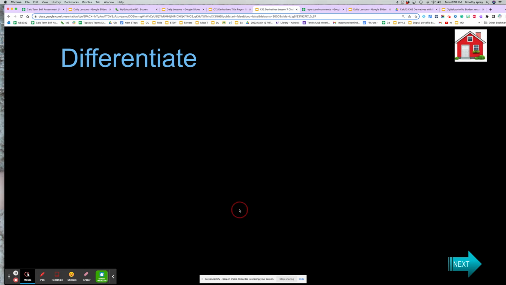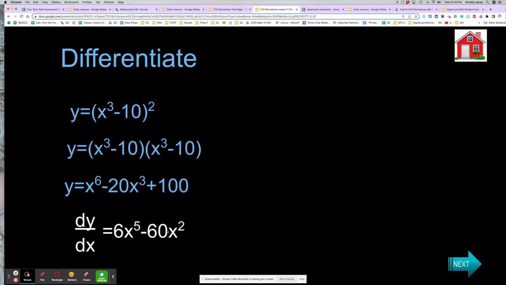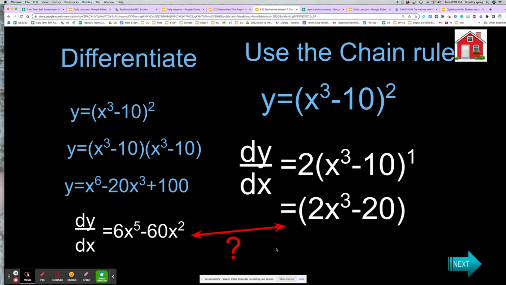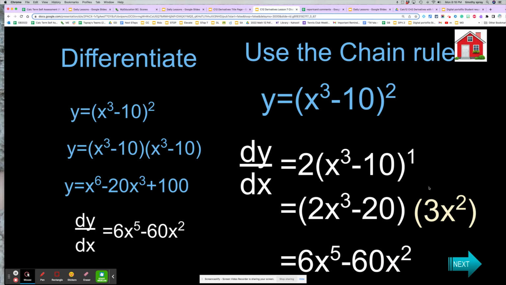And then we also looked at this guy here just as an observation. We noticed that the derivative of that was 6x to the 5 minus 60x squared. And when we tried the power rule and didn't multiply it by the derivative, notice that we came up short. And we came up short by about 3x squared, which is the derivative of this. So once again, the derivative is f prime of g of x times g prime. So that's what we did.